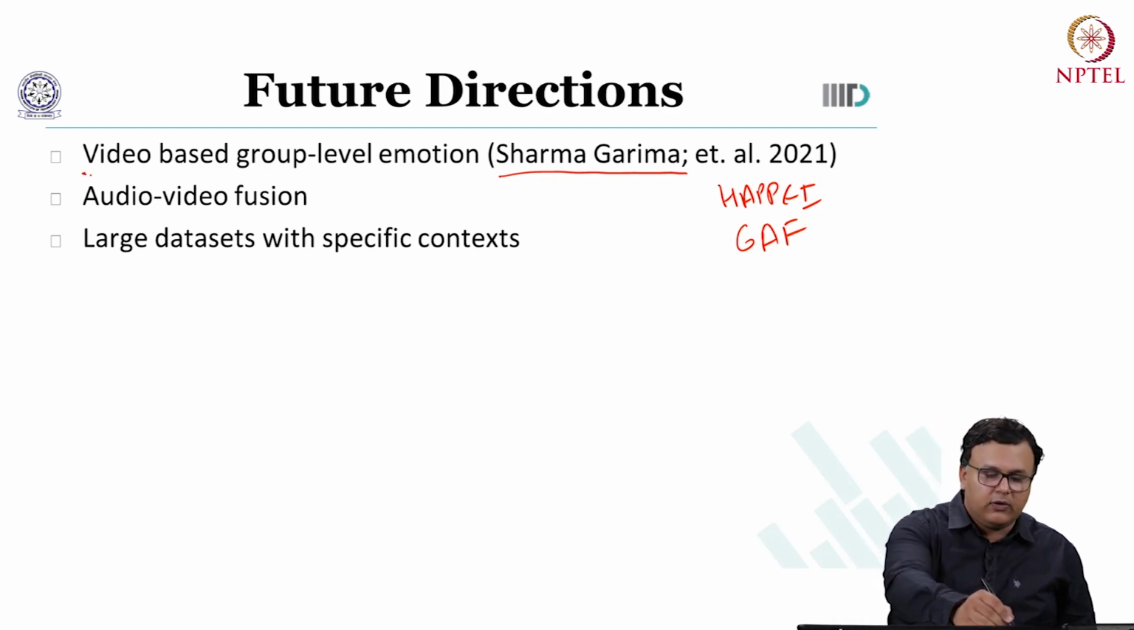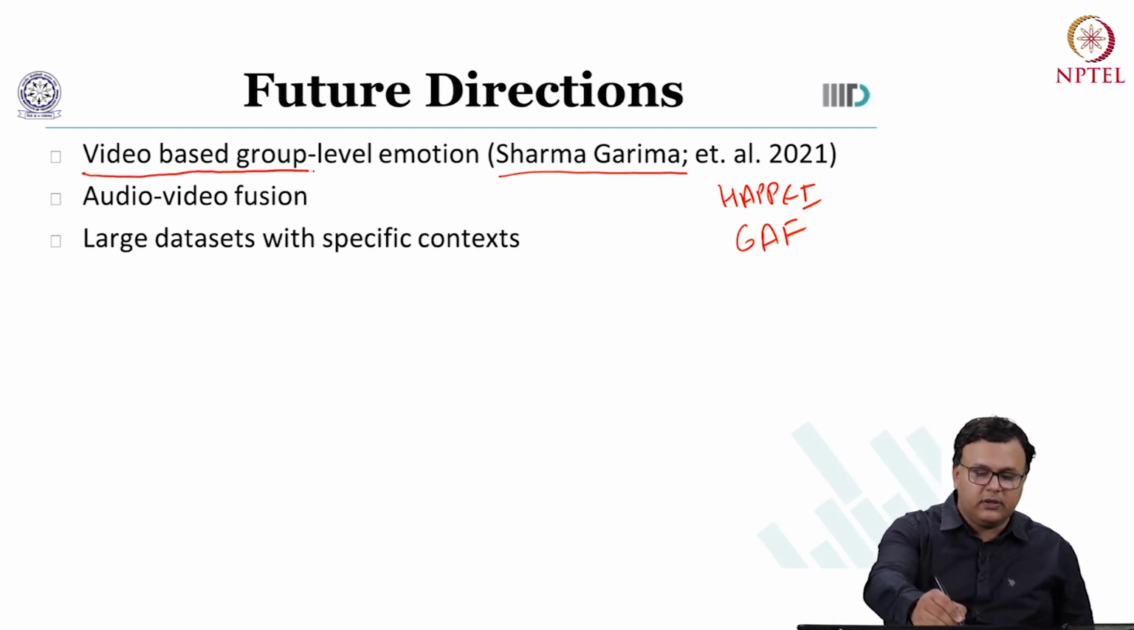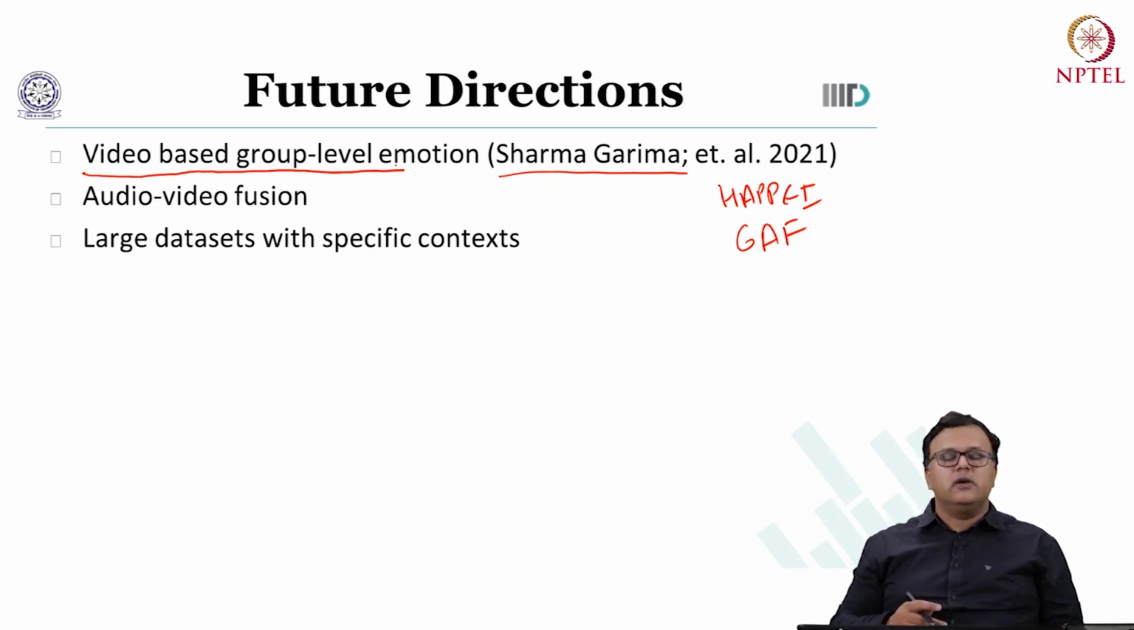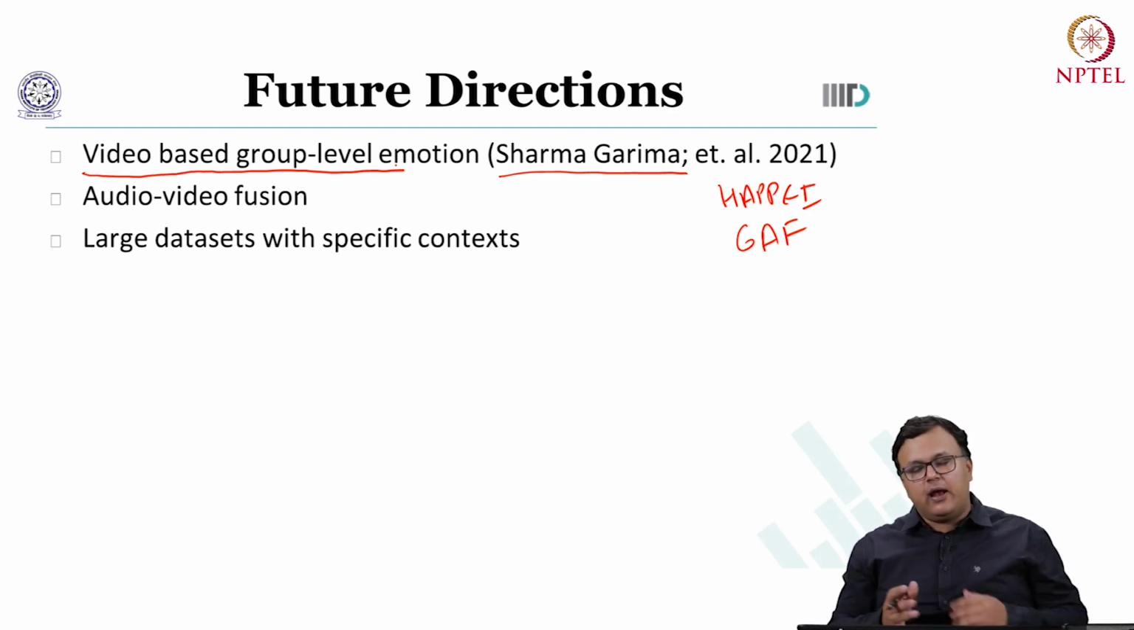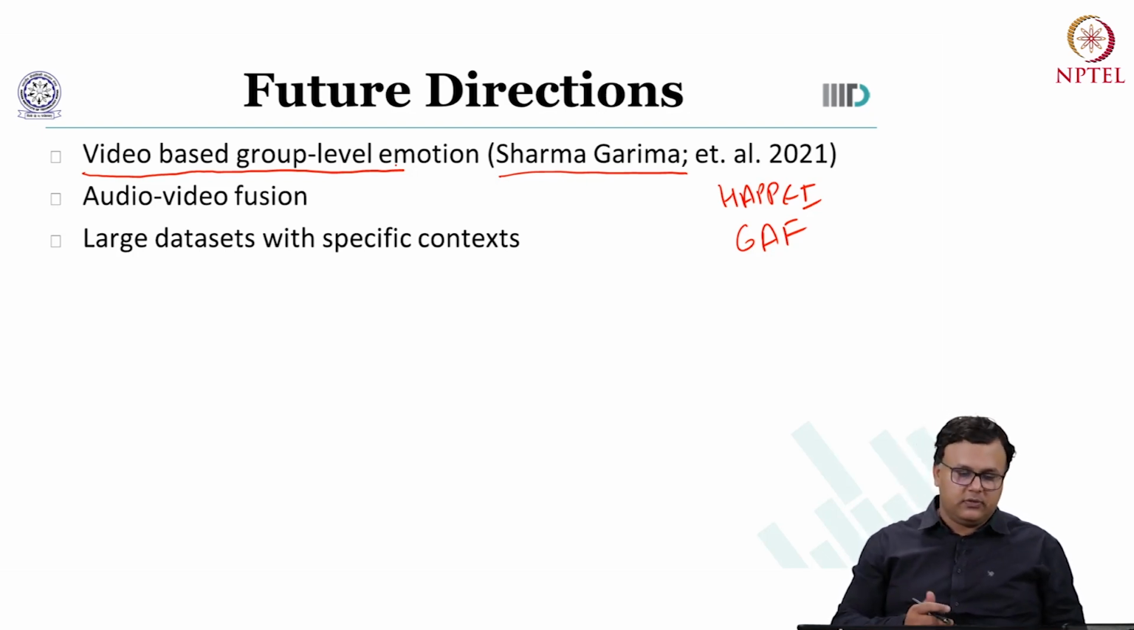Now we discussed image level group emotions, but of course when you have time series information, that is giving you a lot more information for understanding the emotion of a person or a group of people. So in this case as well, if you have a video of a group of people, you can analyze the rich dynamics with respect to the group and then add that information to the expression.